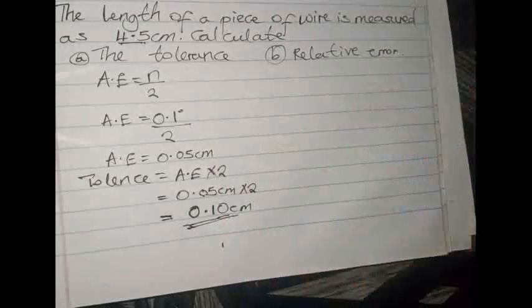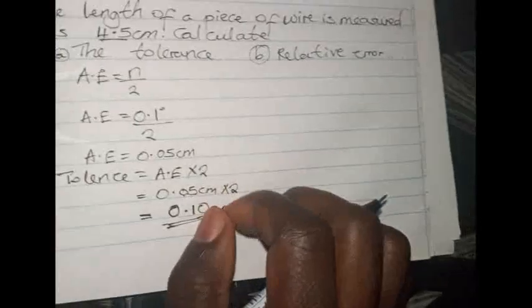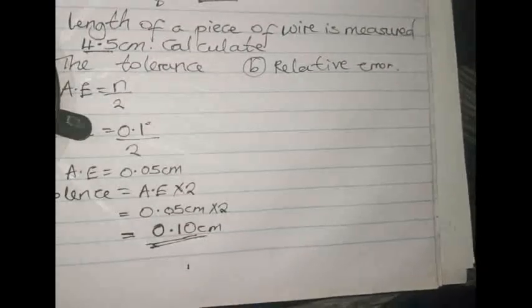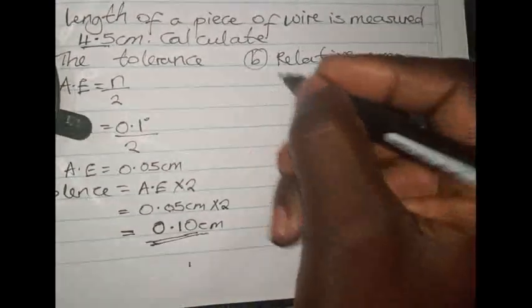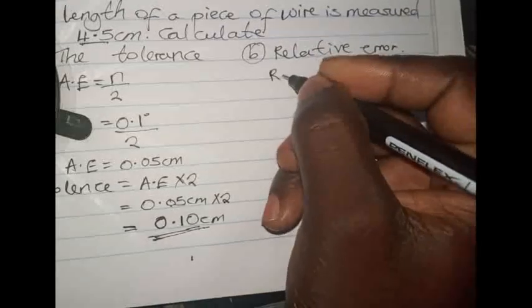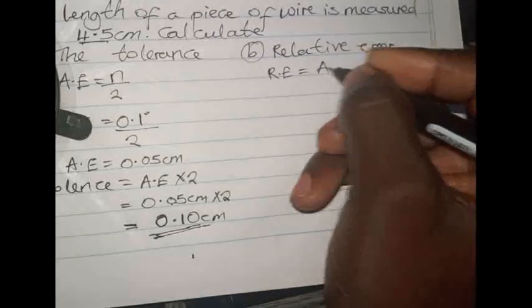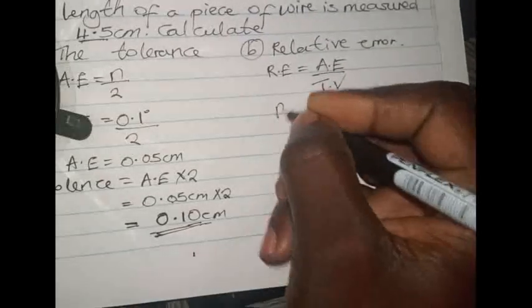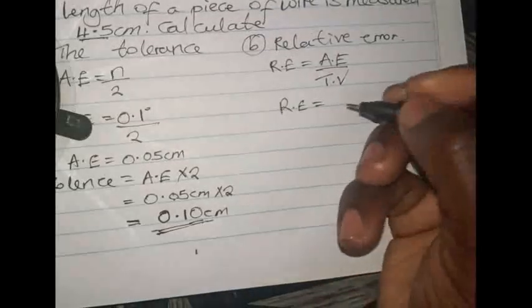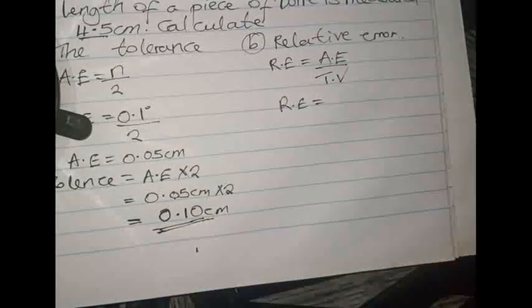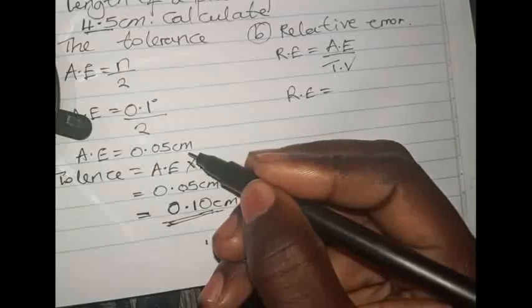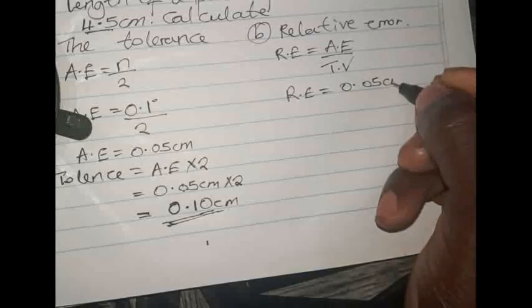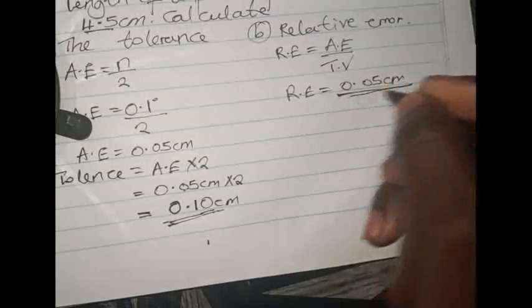We go to B. How do we find our relative error? Okay, how do we find our relative error? This is very simple also. We know to say relative error is equal to absolute error over the true value. Now, relative error is equal to, what is our absolute error? Our absolute error, we found it was this one here, 0.05. So meaning to be 0.05 centimeters over the true value.